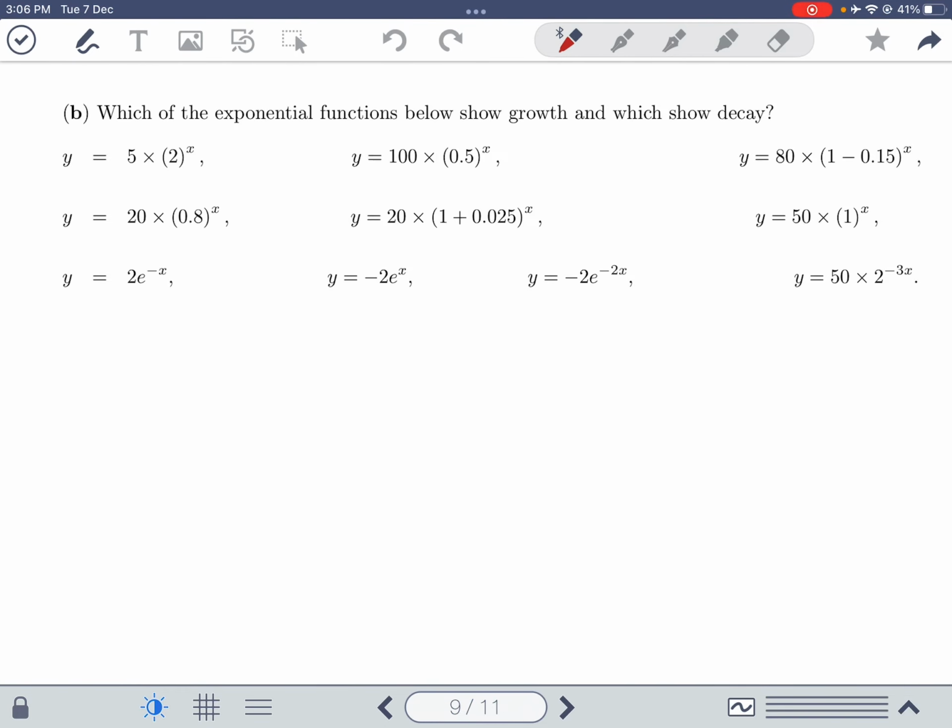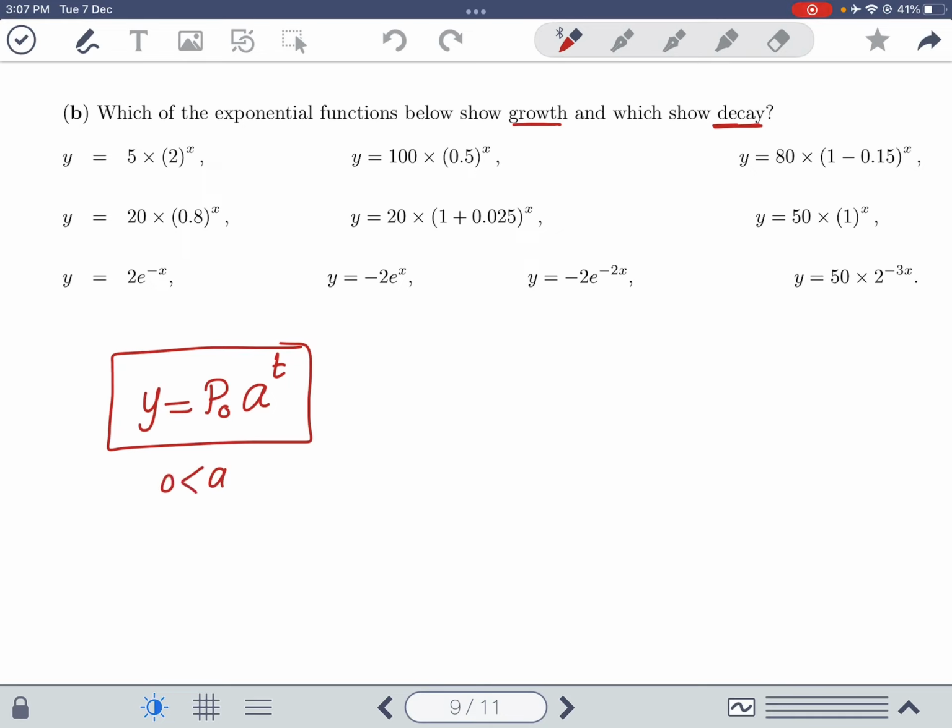We will go now to the second part of this question. And it says, which of the exponential functions below show growth and which show decay? Okay, so remember, if you have y equals P0 times a to the t, this is your exponential function. Then if a is between 0 and 1, you say I have exponential decay. And if the base is more than 1, you say that you have exponential growth.